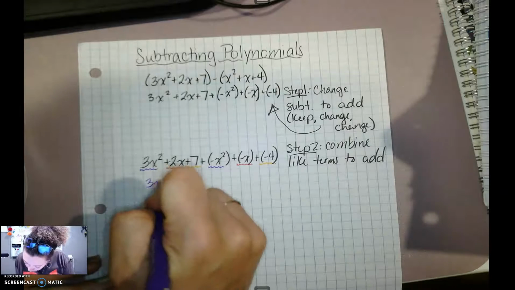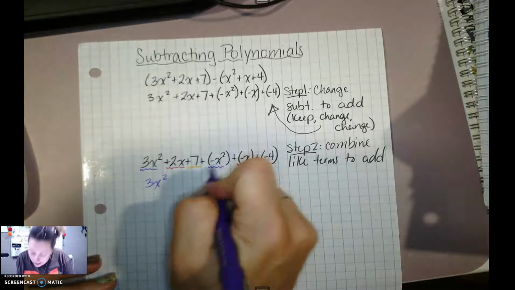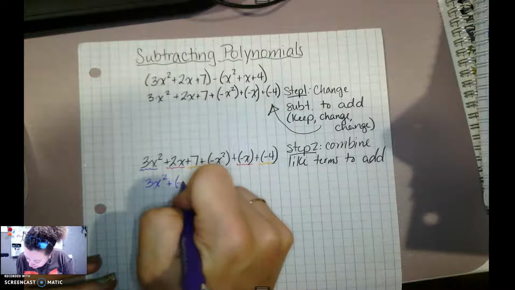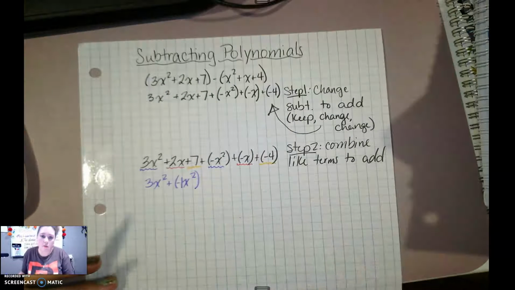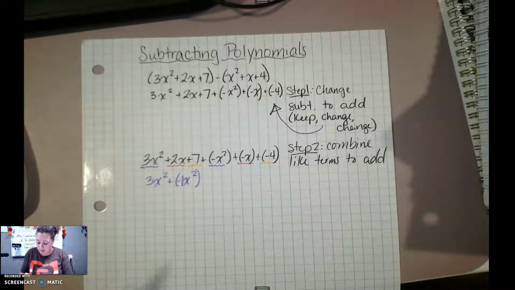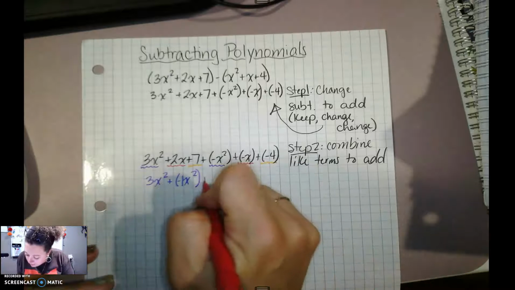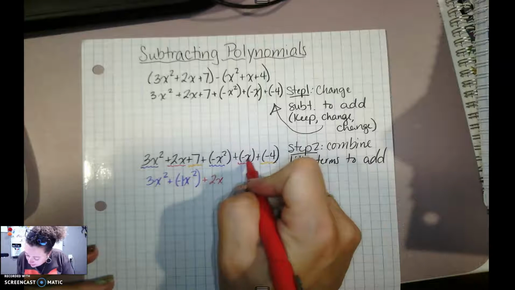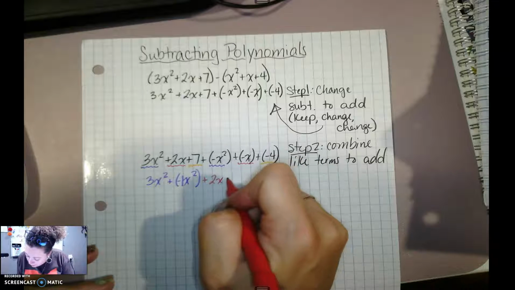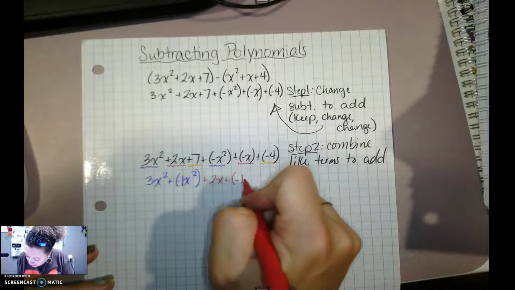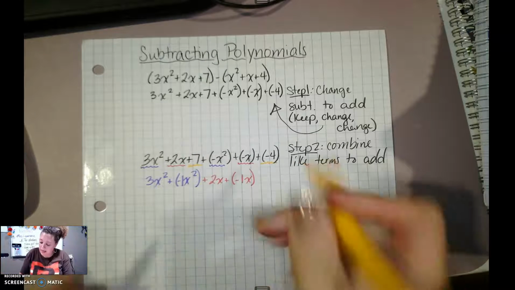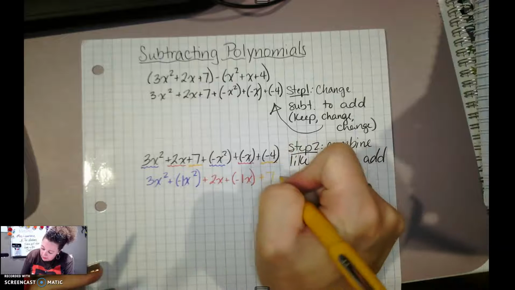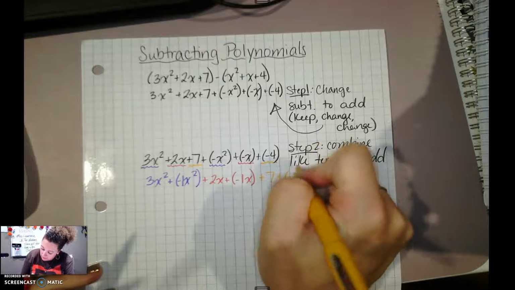So I'm going to bring 3x squared, and then I have plus negative x squared. You can also throw a 1 in front of that because there really is a 1 there. He's shy, but we're going to make him not shy anymore. And then we have plus 2x, and then my other red term is negative, again, I'm going to put the 1 in front of it, 1x. And then the yellow terms I identified were plus 7 and plus negative 4.